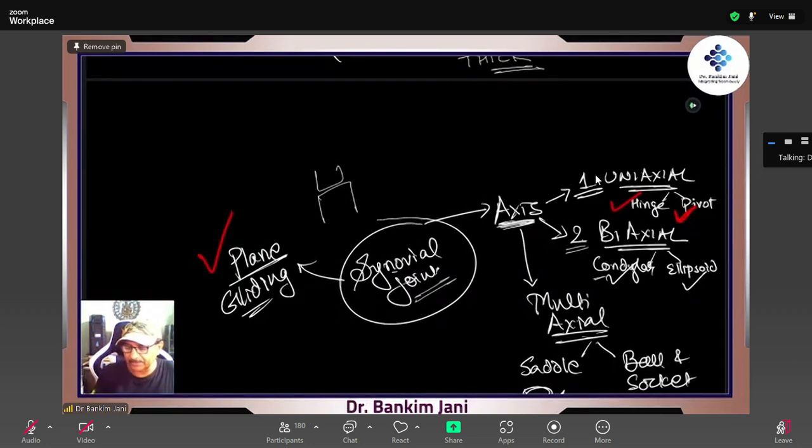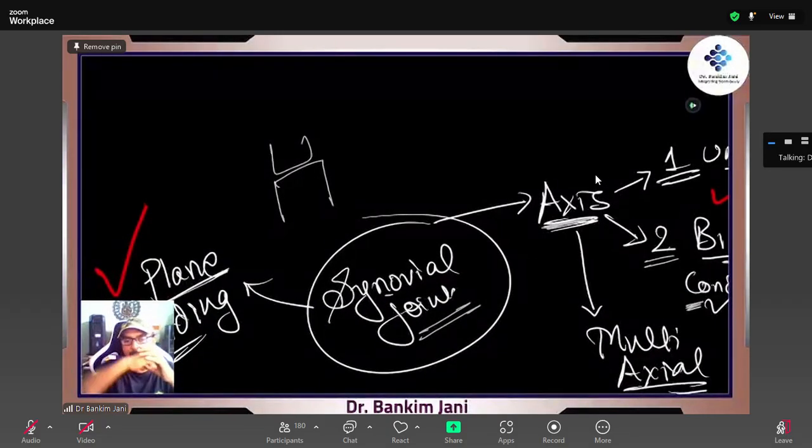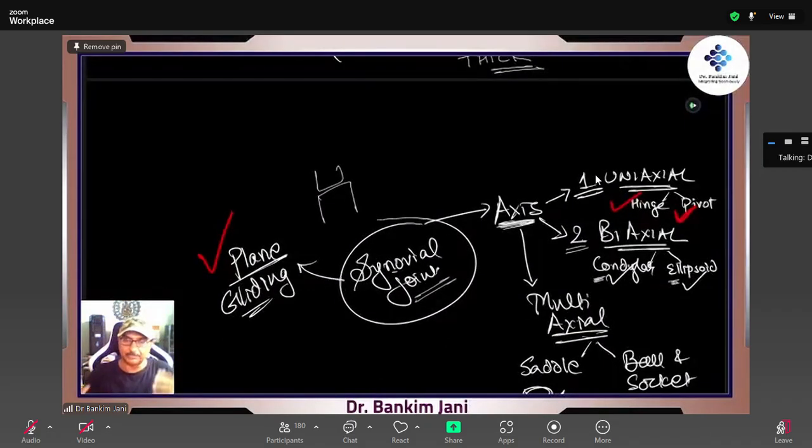Two axes means, for example, condylar or ellipsoid joint. Condylar joint, condyle is the big structure. So one movement is there, but then there can be some side-to-side movement also. It is not necessary that both movements will be of the same scale. Whatever this much is moving, the side-to-side movement will not necessarily be that much. But there will be movement on two axes. Similarly, ellipsoid, especially our fingers.